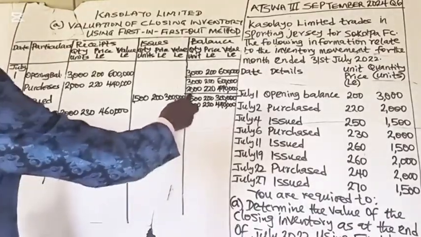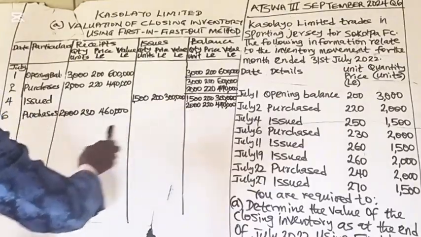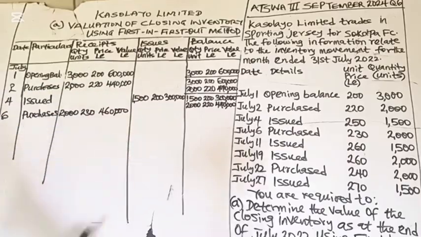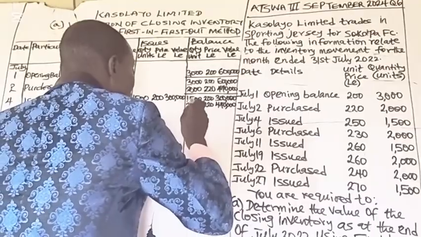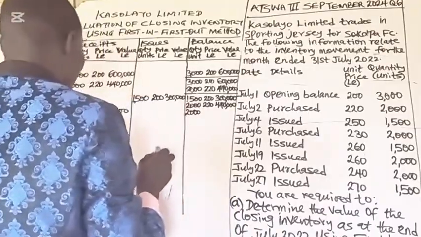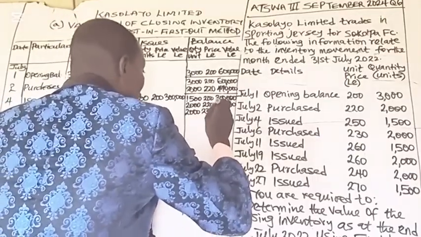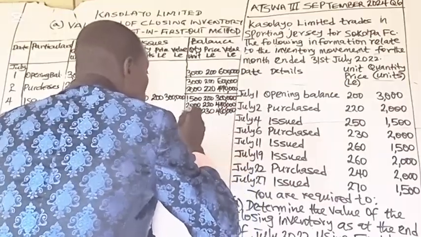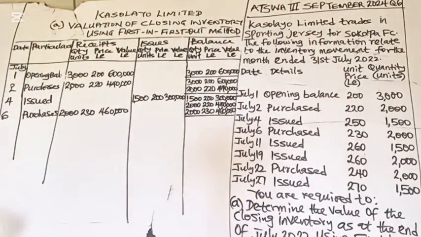You are left with 3,500 in the store. That is the 1,500 and the 2,000. And now you are adding an additional 2,000 to what you have in the store. So that means you have 2,000 at the price of 230, and that gives us the value of 460,000. This is what you have in the store now as at the 6th of July.